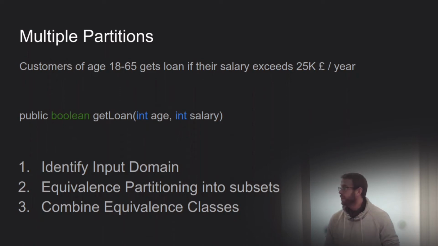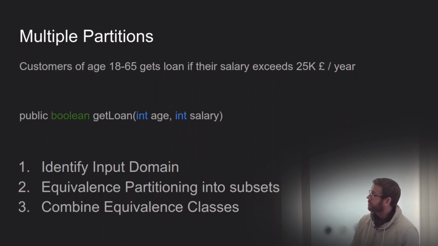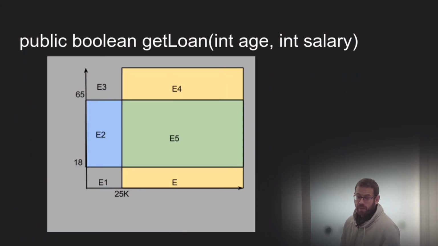First, we need to identify the input domain. So age is from 0 to 120 or something like that. And then salary can be from 0 to super high, I guess. And then we equivalence partition the age and salary into different subsets, and then we combine these. So in the end, you end up with a matrix.